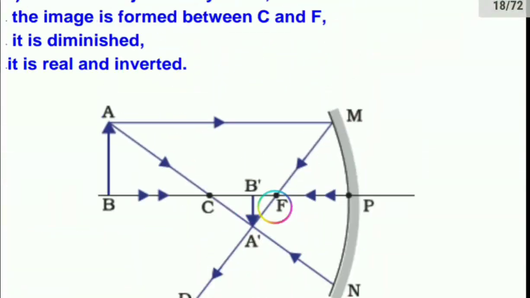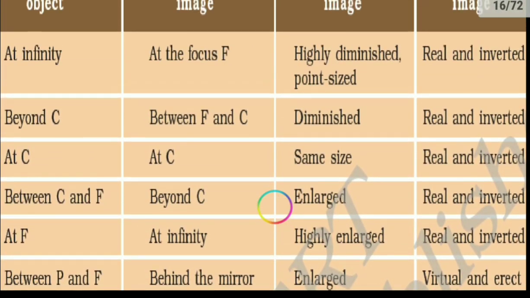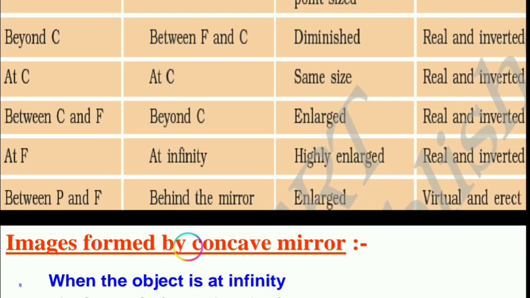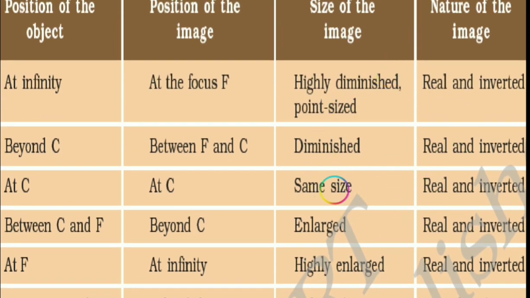So if I have to summarize: first, when the object is at infinity, the image is formed at focus. Object beyond C, image is between focus and center. At C, image is formed at C. If the object is between C and F, image is formed beyond C. If the object is at focus, image is formed at infinity. If the object is between P and F, image is behind the mirror. And these are the properties of the image formed.